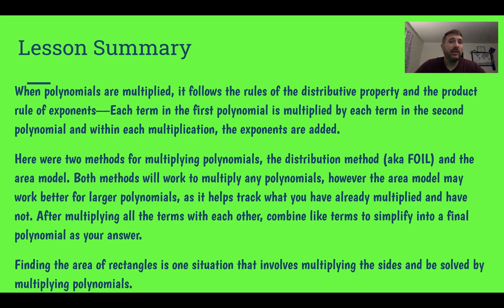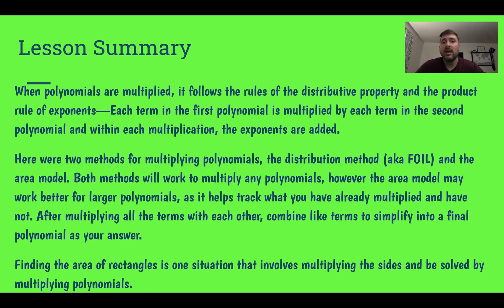In this lesson, we learned about multiplication of polynomials. So when polynomials are multiplied, it follows the rules of the distributive property and the product rules of exponents, where each term in the first polynomial is multiplied by each term in the second polynomial, and within each multiplication, the exponents are added. Here we saw two methods for multiplying polynomials.